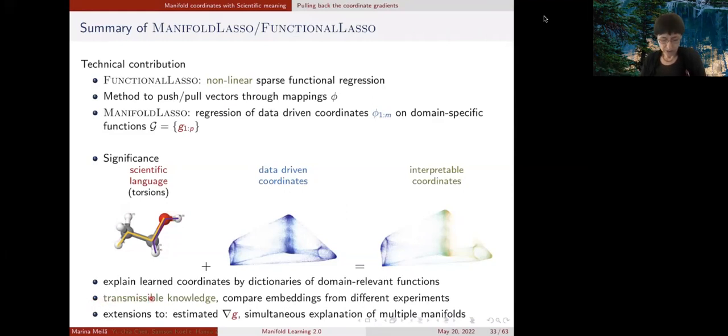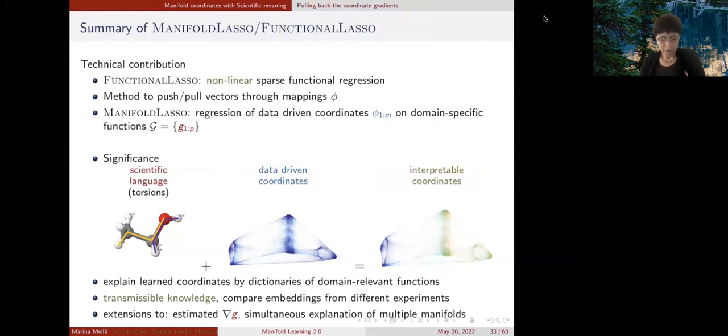This method actually allows us to know that it's the same torus because it's explained by the same scientific coordinates. Or if it's not, it's because it's explained by different scientific variables with scientific meaning. And I think this is the importance of what we are doing: that now scientists can communicate knowledge about their manifolds in the language of their domain, which was not possible before.